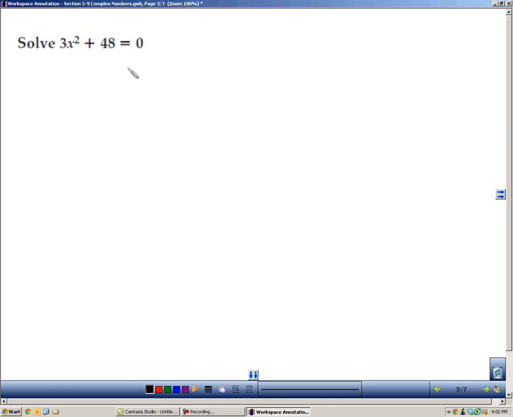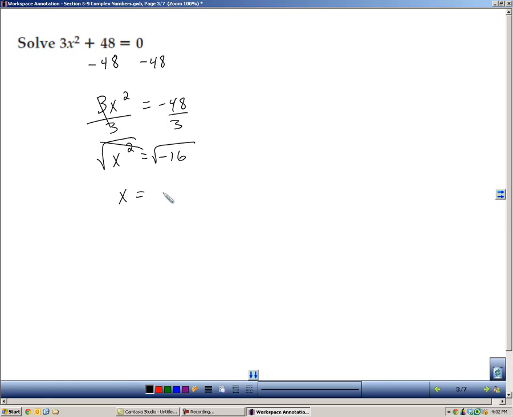Here's an equation that previously we could not solve, but now we can because of imaginary numbers. I'm going to subtract 48 from both sides. 3x squared equals -48, and then divide both sides by 3. So x squared equals -16. Take the square root of both sides, so we'll get x equals positive or negative. Don't forget, when you introduce a square root, you have to bring the plus or minus. Now, before we would say that this is undefined. We can't take the square root of a negative.